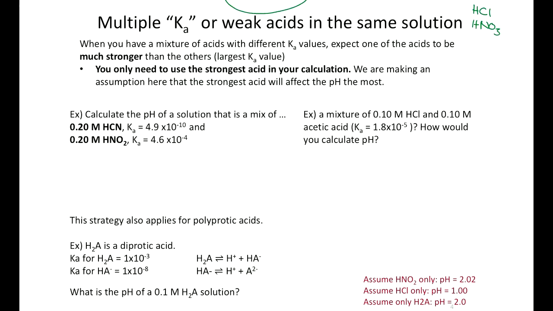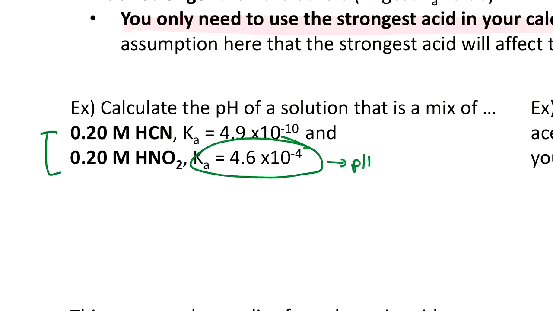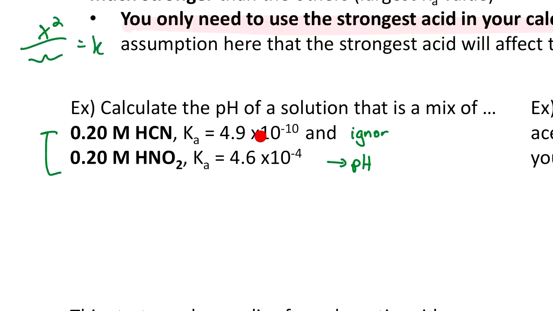In those examples, the strongest acid in your mixture is what goes into your calculation. So for example, I have two acids right here, HCN and HNO2. Which acid is stronger? HNO2. This one's stronger because Ka is bigger. So this value we're going to use to calculate pH. We are going to ignore the other one, right? Because for both of these, don't you just do x squared over initial concentration equals Ka?